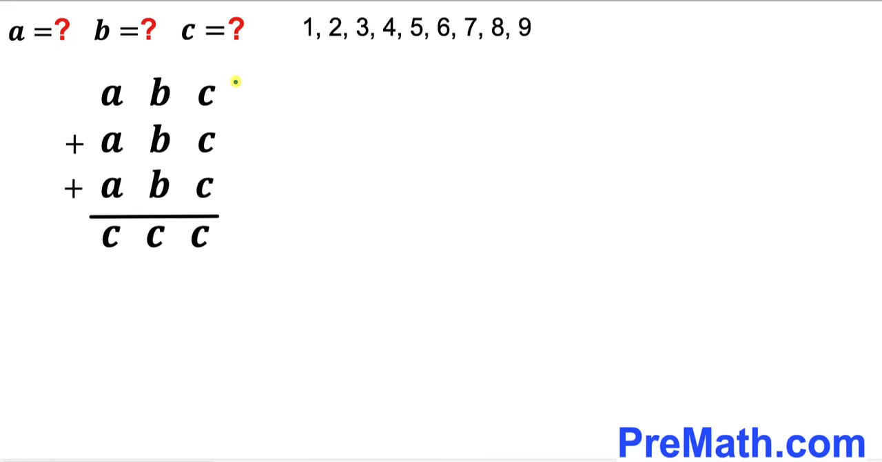Welcome to PreMath. In this video, we have these three-digit integers a, b, c added up 3 times, and our answer is supposed to be a three-digit number as well, such that these numbers are supposed to be c, c, and c. And moreover, bear in mind that this column contains the number of ones. And these numbers' place value is tens, and finally the place value of these numbers is going to be hundreds.